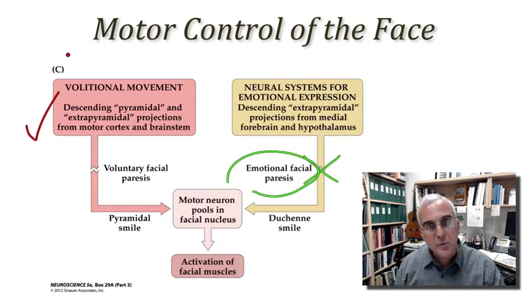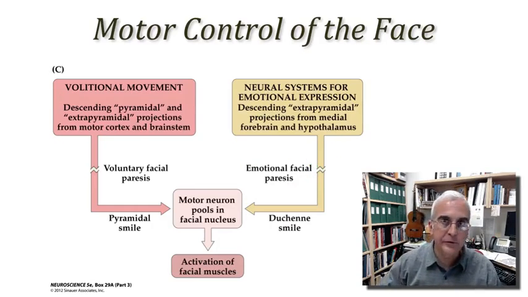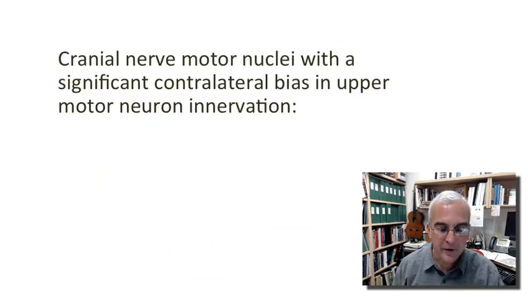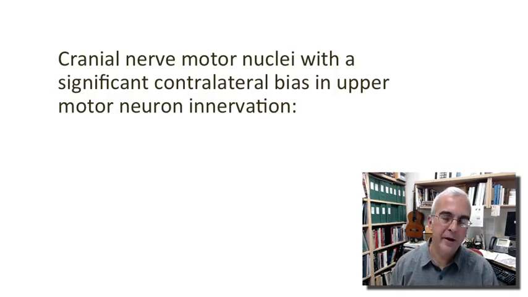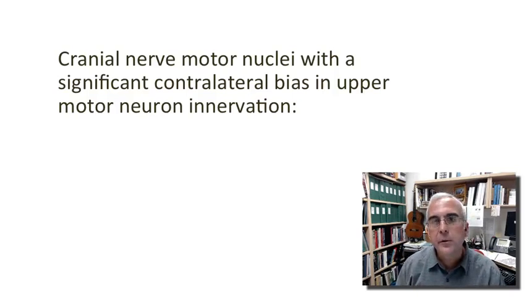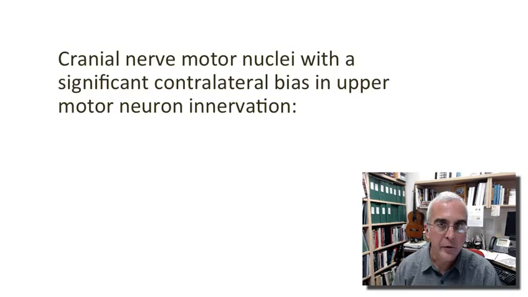Okay, there's one more point to consider before we conclude this tutorial, and that has to do with other cranial motor nuclei that you may be wondering about. So, what are the cranial motor nuclei that have a significant contralateral bias in the way upper motor neurons innervate them? And I'll give you a principle that will help you understand this. Essentially, whatever we can do with our cranial muscles that are lateralized, that implies a contralateral bias in the way upper motor neurons project to the relevant lower motor neurons.